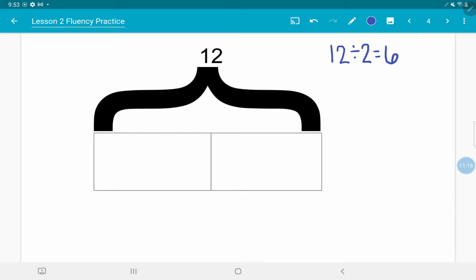What's my multiplication equation going to be, Ansley? 6 times 2 equals 12. Very good. Each one of those sections has a value of 6, and I have 2 of those. What's the repeated addition going to be, Olivia? 6 plus 6 equals 12. Perfect. All right. Erase.